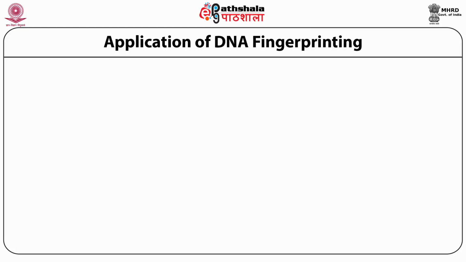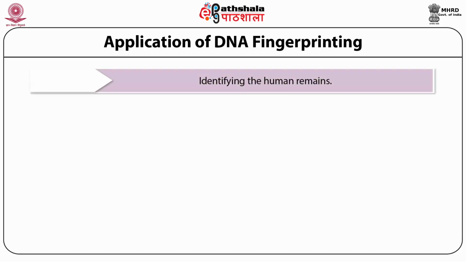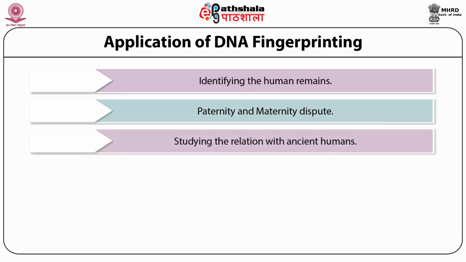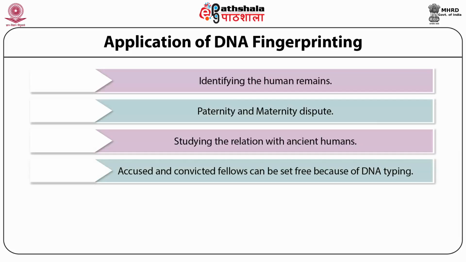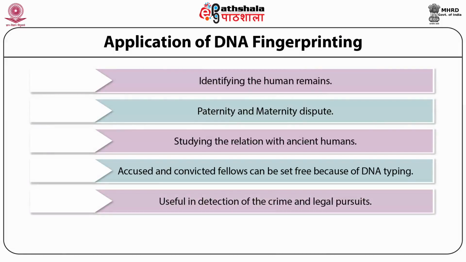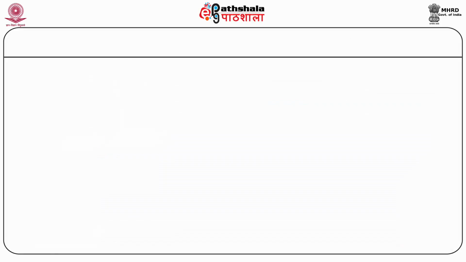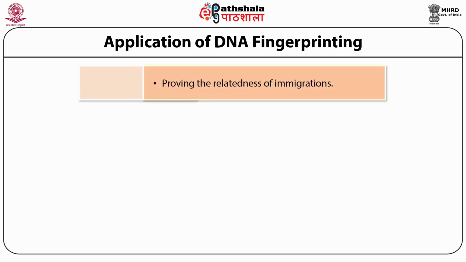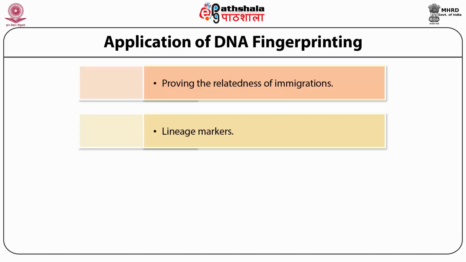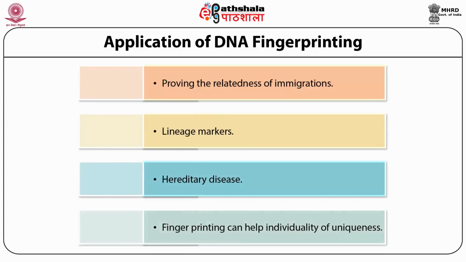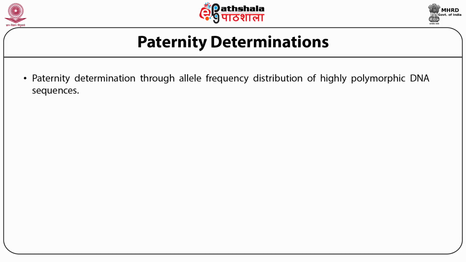Now, I will tell you different applications of DNA fingerprinting. DNA fingerprinting is very useful in identification of human remains. It can also be used in paternity and maternity disputes, in studying the relation with ancient humans. Accused and convicted persons can be set free because of DNA typing. It is useful in detection of crime and legal pursuits, in the determination of bone marrow transplant, in proving the relatedness of immigrants, in lineage markers, in identification of hereditary disease, and it can also be helpful in individuality or uniqueness determination.